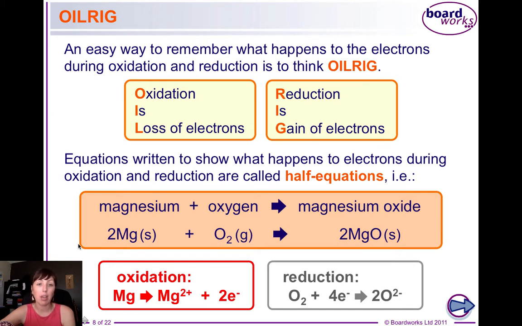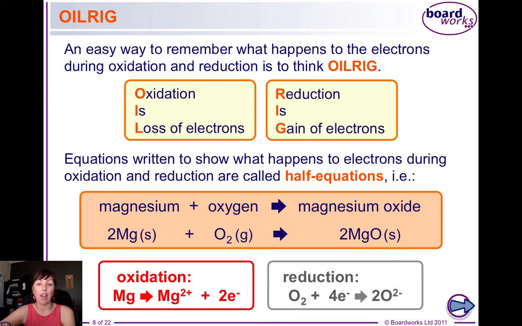2 magnesium plus O2 yields 2 MgO. Okay, so in a half equation, you have magnesium yields magnesium 2 plus 2 electrons. And we've done half equations before. Okay, so this is a reminder for you.